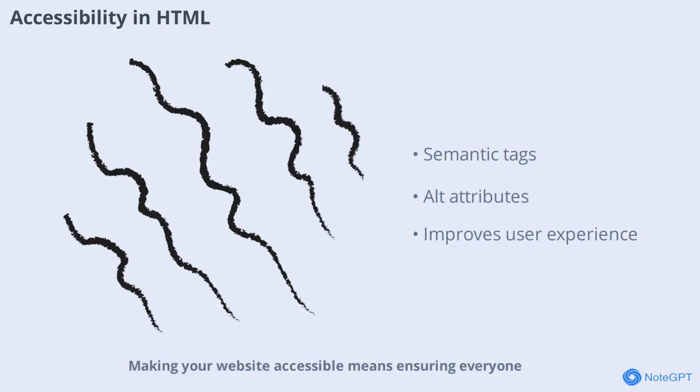Making your website accessible means ensuring everyone, including people with disabilities, can use it. Use semantic tags, alt attributes for images, and proper heading structure. Accessibility improves user experience and is important for legal compliance in many regions.